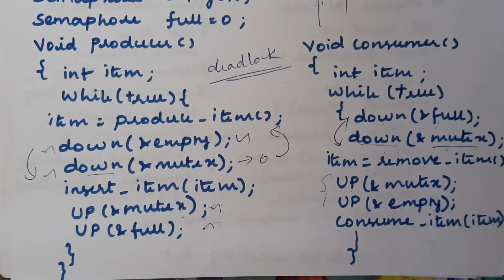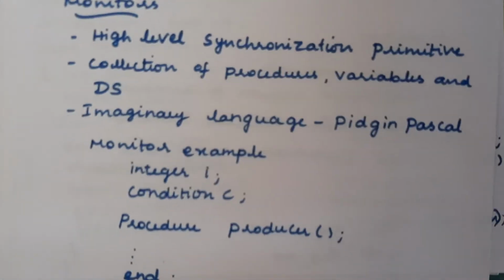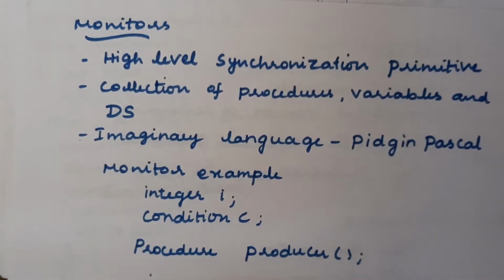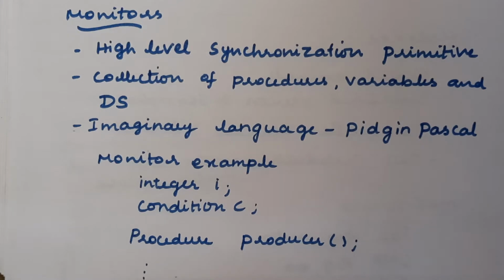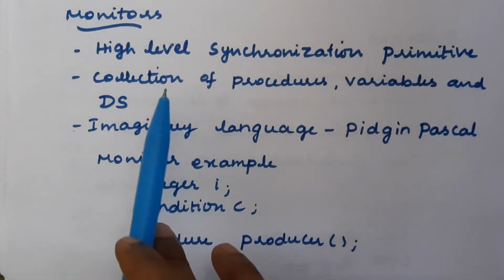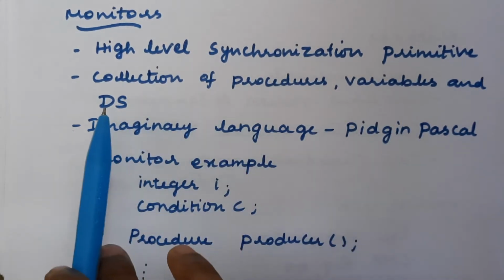This may happen with semaphores while we are trying to communicate between any two processes, that is, interprocess communication. To avoid all these problems, we go with the next concept called monitors. It is a higher level synchronization primitive, proposed by two persons, Hoare and Brinch Hansen, in the years 1973 and 74. So that is how we got the concept of monitors. What do we mean by a monitor? It is a collection of procedures, variables, and data structures.